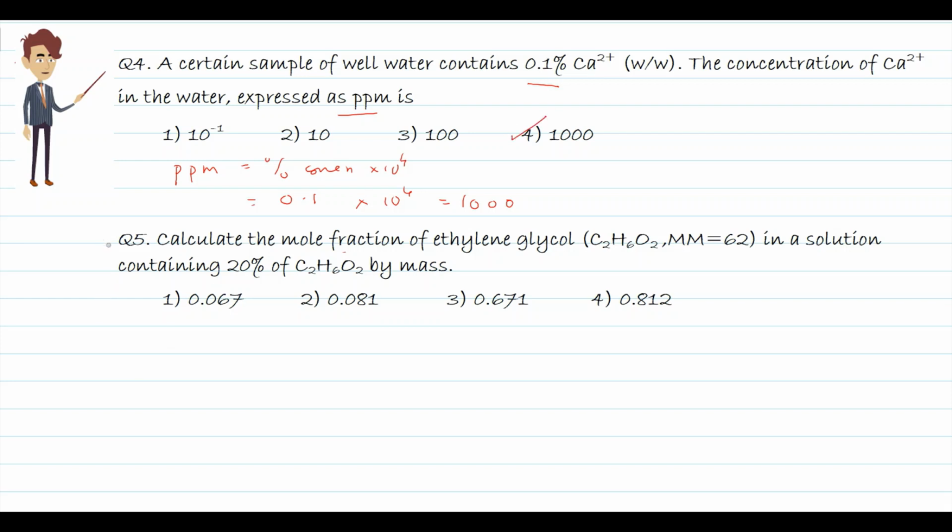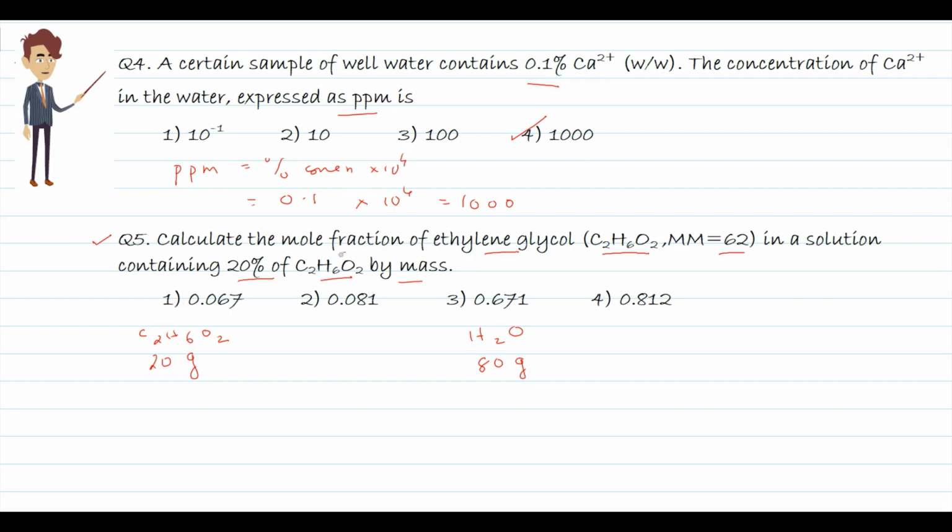Coming to next question, question 5. Calculate the mole fraction of ethylene glycol, C2H6O2, with the molar mass 62, in a solution containing 20% of ethylene glycol by mass. So the components in the solution are ethylene glycol and water, H2O. Ethylene glycol, its percentage is 20%. 20% means 100 gram solution contains 20 gram ethylene glycol and the remaining 80 gram water.